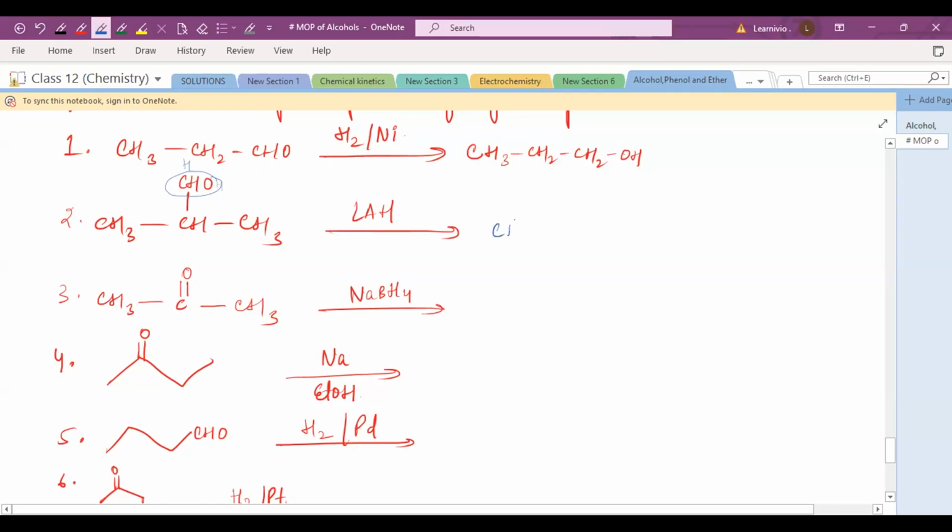So what will be the product? This chain as it is, you will write this as it is, and here you will get CH2. One hydrogen was already there, and you are attaching one hydrogen over here. CH2 and OH. Clear? Yes, ma'am.